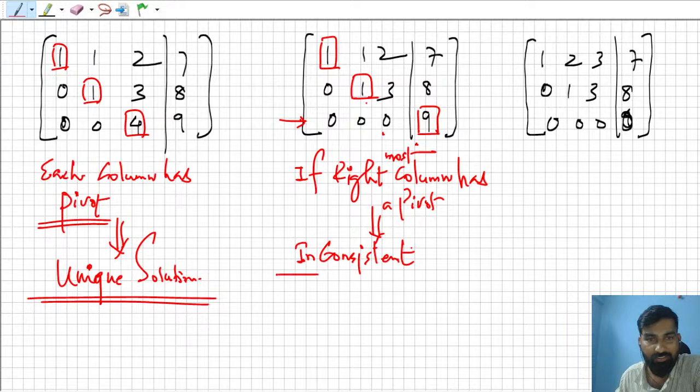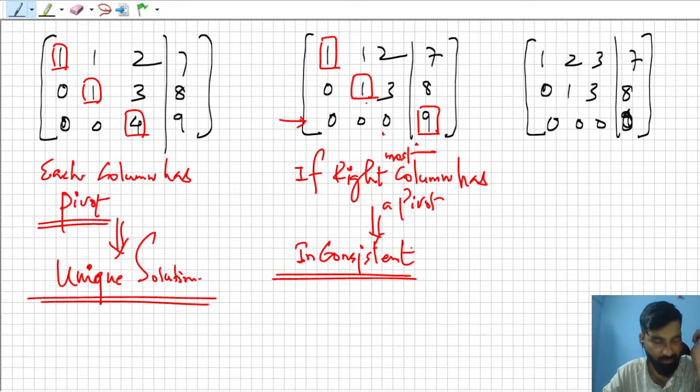In case of inconsistency, what kind of solution will you get? Tell me here. If there is inconsistency in the equation, what kind of solution will you get, guys?